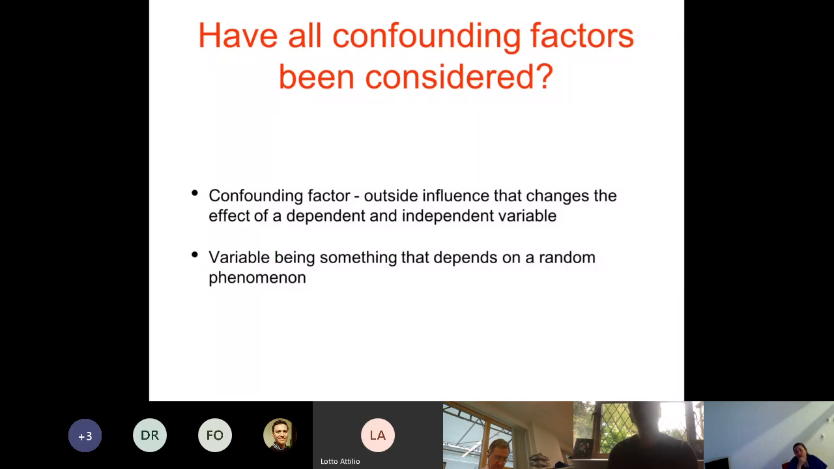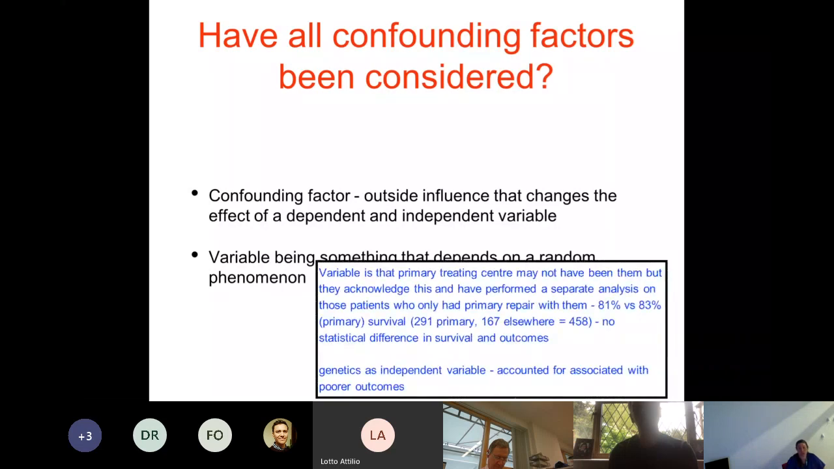We talk about confounding factors. Confounding factors are an outside influence that changes the effect of a variable, a variable being something that is a random phenomenon. For example, a variable may have been that the primary treating center wasn't them in 167 of the patients. However, they did a separate analysis on those patients, i.e. their own group of patients that were treated primarily with them and the ones that were done elsewhere, and they found no statistically significant difference in survival or outcomes.